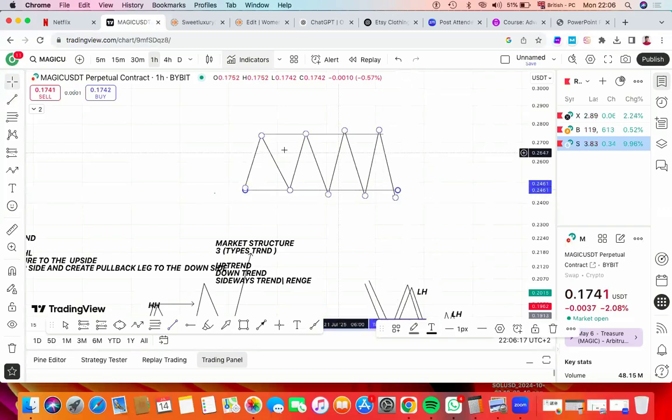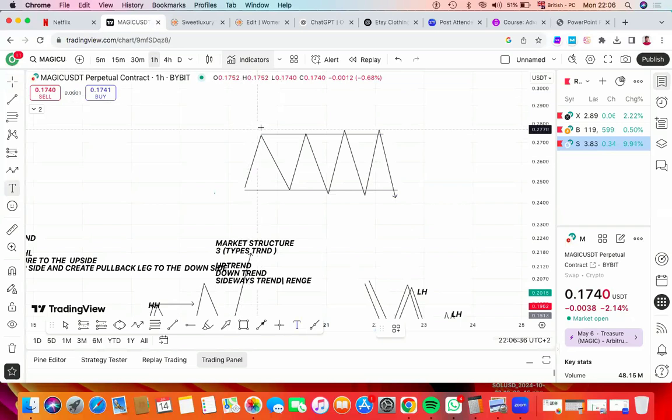The characteristic of a ranging market is that the highs and the lows are equal. They are equal highs and equal lows, right? You have higher highs and higher lows, but they are all equal. No, you just have your highs and your lows because they are equal. You have your highs and you have your lows, right? And they are equal.